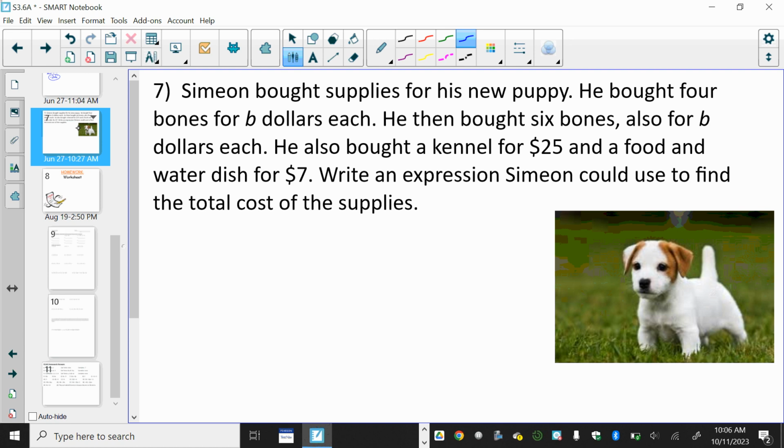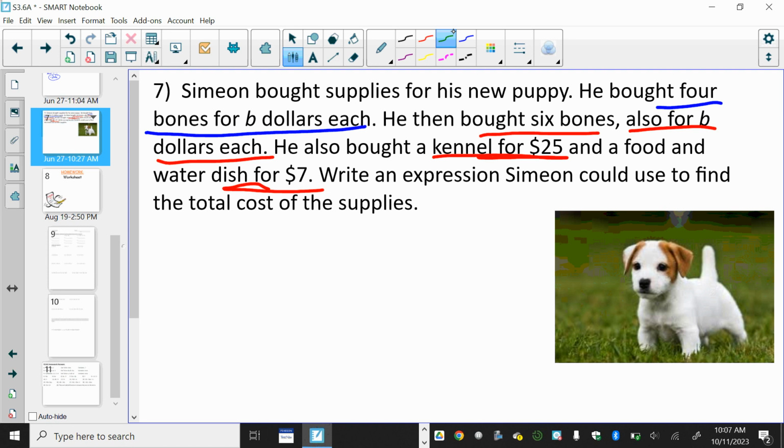Right? Last one. Simeon bought supplies for his new puppy. He bought 4 bones for $3 each. He then bought 6 bones, also for $3 each. He also bought a kennel for $25 and a food and water dish for $7. Write an expression Simeon could use to find the total cost of supplies. Alright, we're going to have to write it and then do it.